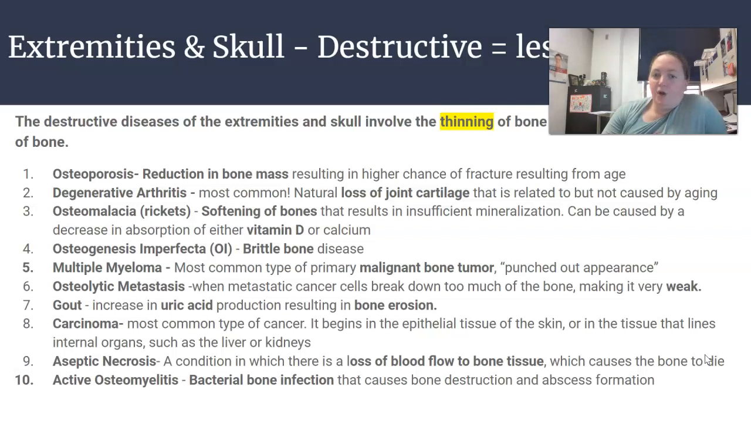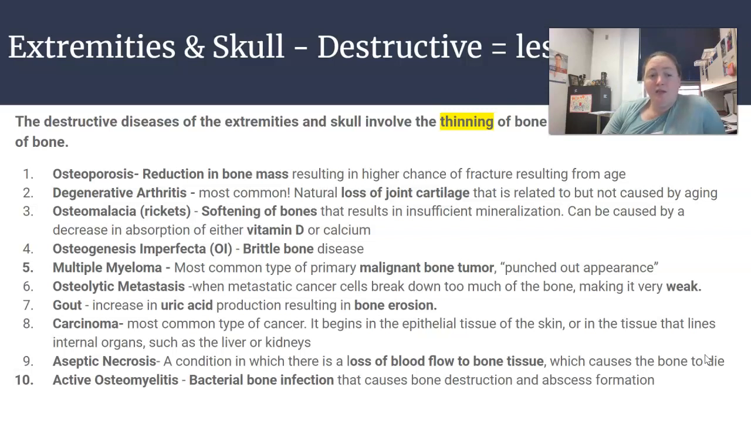Osteogenesis imperfecta, or OI, is the brittle bone disease. It could be multiple myeloma, where it's the most common type of primary malignant bone tumor. It looks like a punched out appearance, so there's like holes almost in the bone. Osteolytic metastasis. This is when metastatic cancer cells are breaking down too much of the bone.